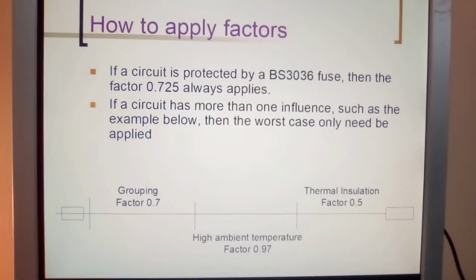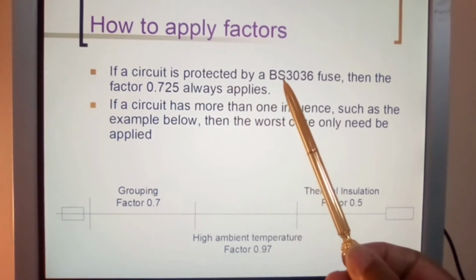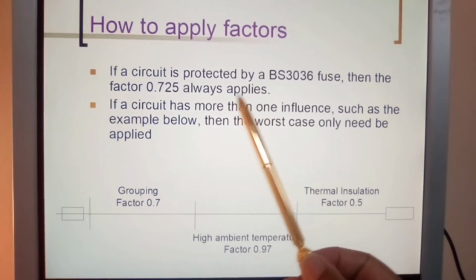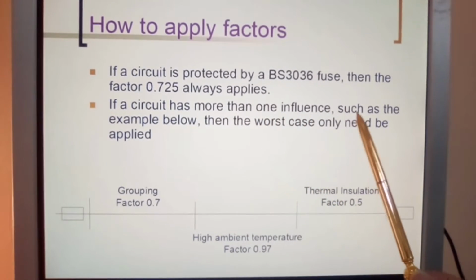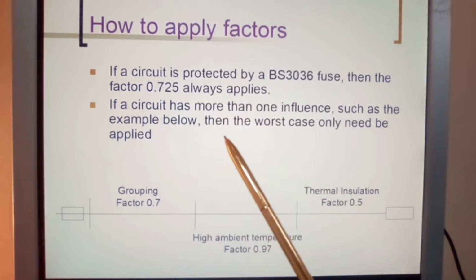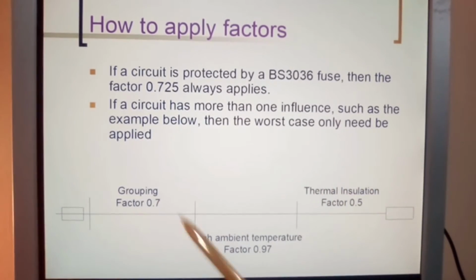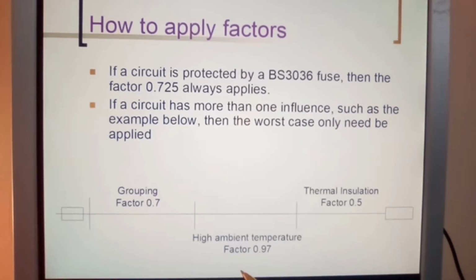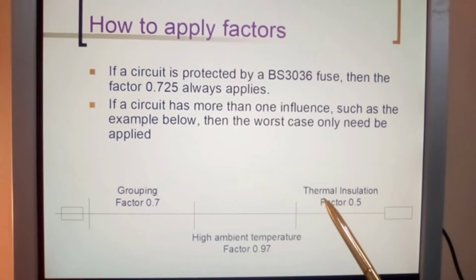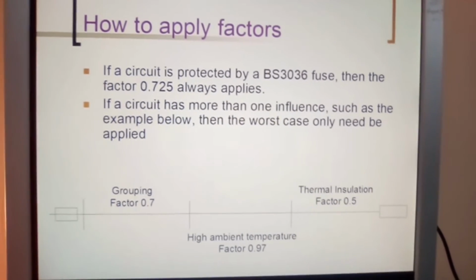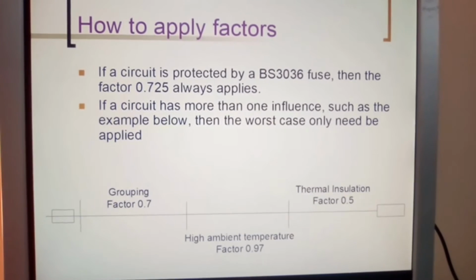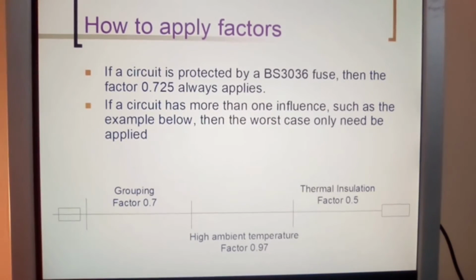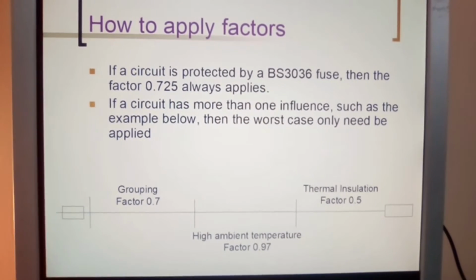How to apply factors? If a circuit is protected by a BS3036 fuse, then the factor 0.725 always applies. If a circuit has more than one influence, such as the example below, then only the worst case needs to be considered. They're looking at a grouping factor of 0.7, a high ambient temperature factor of 0.97, and a thermal insulation factor of 0.5. All that will need to be taken into account when you are considering the relevant current and its effect upon the cable.